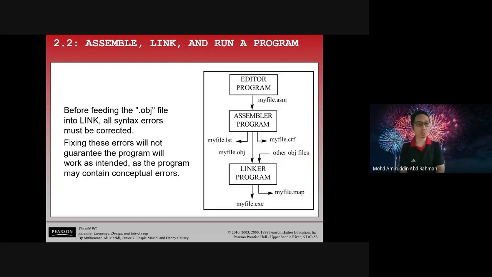Fixing these errors will not guarantee that the program will work as intended, as the program may contain conceptual errors. So we have MASM, which is the editor program, and then it produces file.asm, which goes to the assembler program. So we have the list, my file.lst, and then my file.obj, and then we have my file.crf. So that's the output from the MASM.